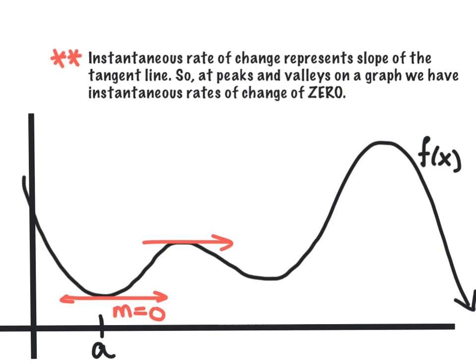And the same can be said for this peak. All right, so whatever this point is, say B, that also has a slope of 0. And also this valley and this peak as well. So a lot of times you might be asked for where the instantaneous rate of change is 0, and that simply occurs where we have peaks and valleys on the function f of x.